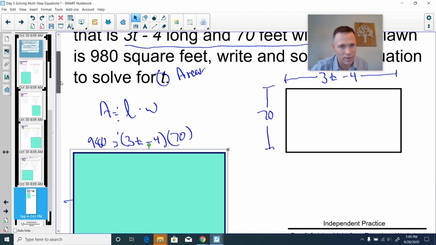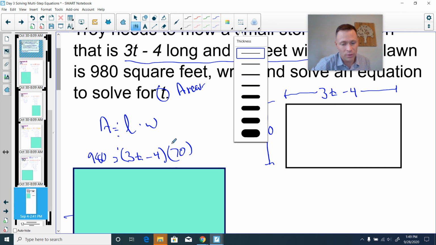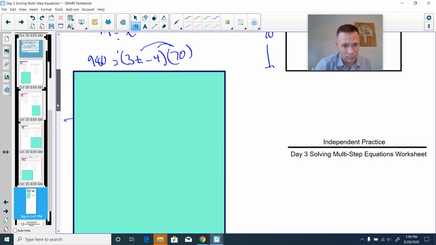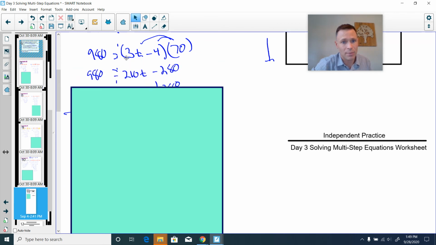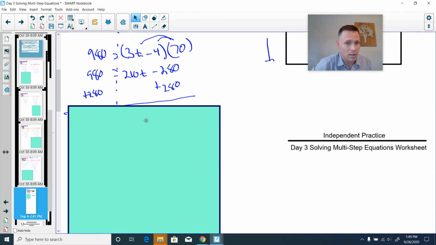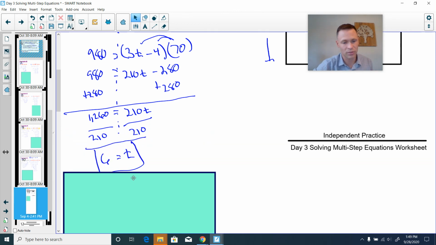Now, back up here, remember area is length times width, right? Which means I'm multiplying. So when I multiply, if I substitute using parentheses like you've been told to do, that means I've got to distribute this stuff, right? So that's exactly what I'm going to do. When I distribute, 70 times 3t is 210t. 70 times negative 4 is negative 280. Then I have to solve for t. So I'm going to add that 280 to both sides. That gives me 1260 is equal to 210t. And then the last thing to do is divide by that 210, and I get 6 for t.